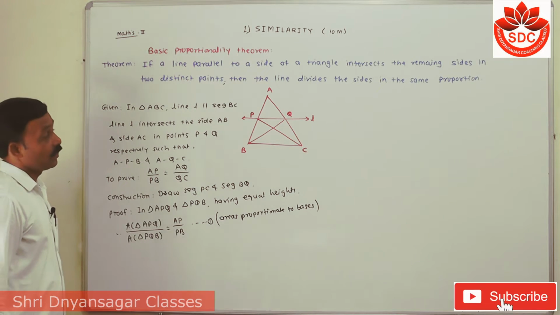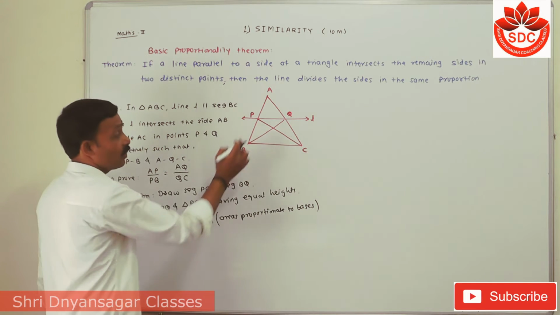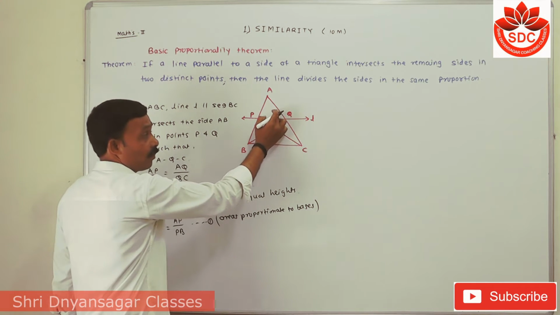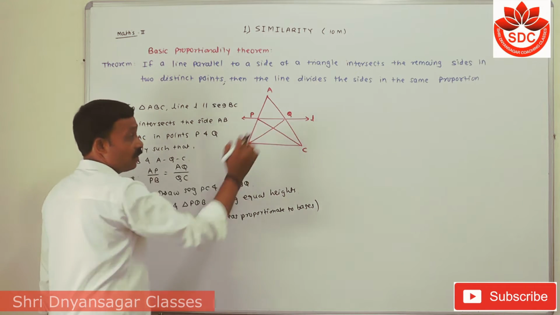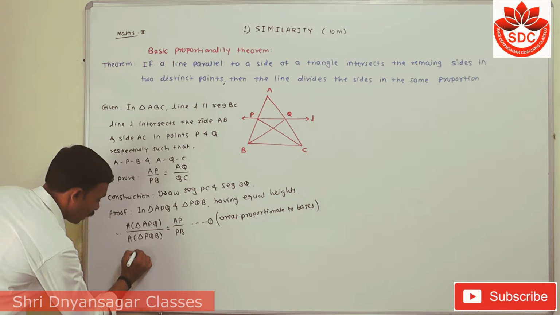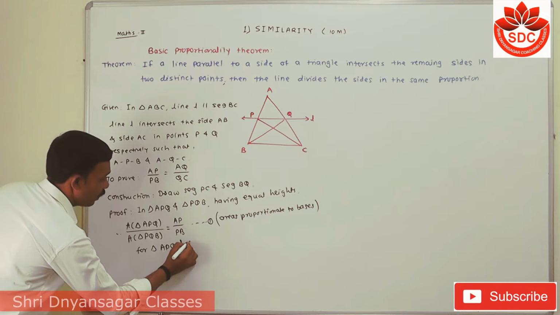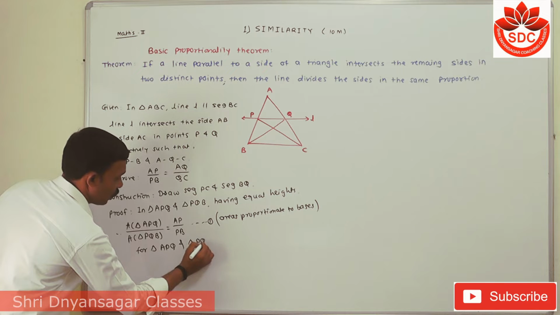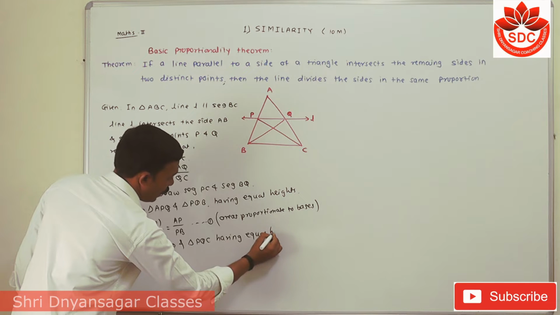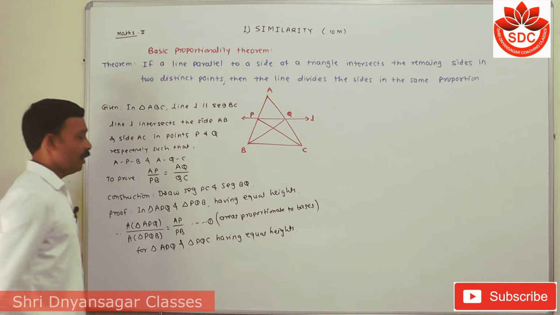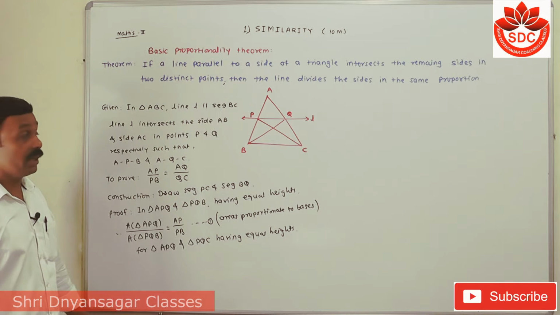Okay, then look at the next two triangles, APQ and PQC. Also P is the common vertex, so we can draw a perpendicular on the segment AC. This is also equal height, so by using this we write: for triangle APQ and triangle PQC having equal heights. If these two triangles have equal heights, then their areas are in the ratio of their corresponding bases.